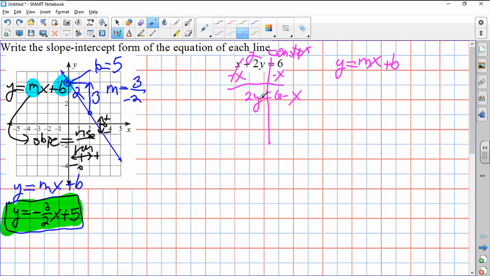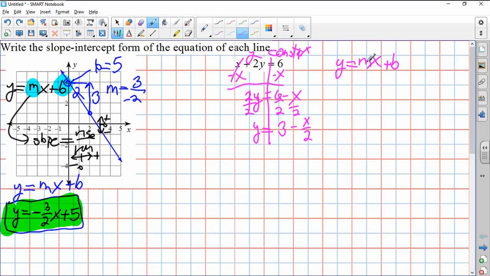Now the y is not by itself. There is a 2, so to get rid of the 2, the way we do it is we divide by 2. What you do to one side, you do to the other side, so divide everybody on the right side by 2. These will cancel, so you have y is equal to 6 divided by 2, which will give you 3, and then minus x divided by 2.